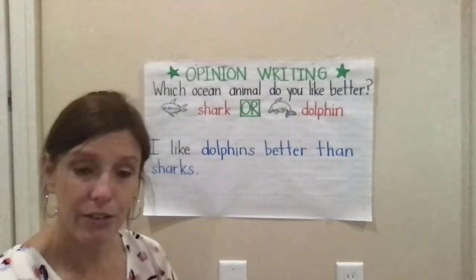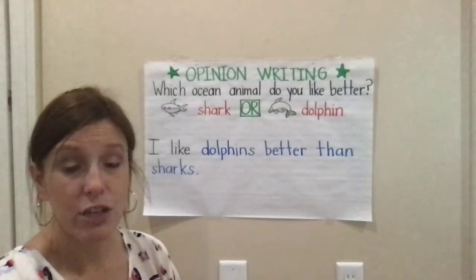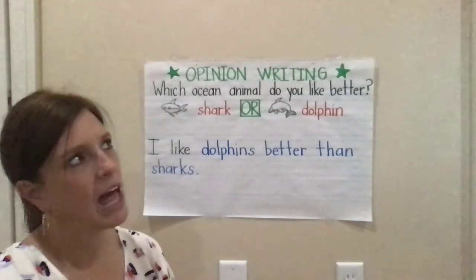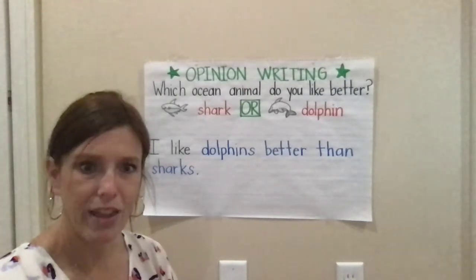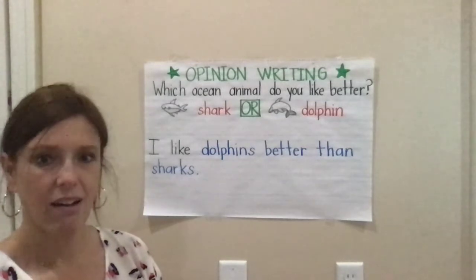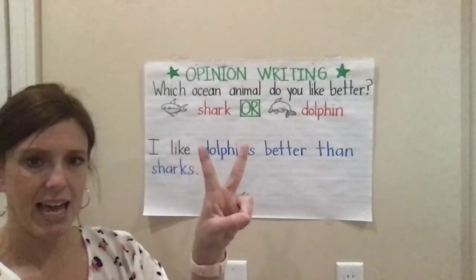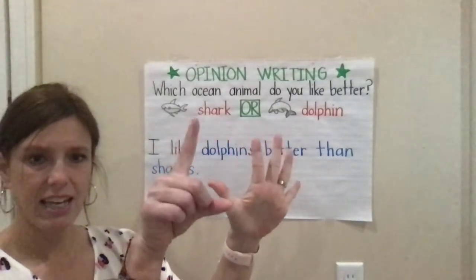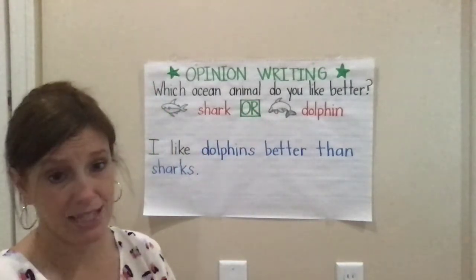So I'm going to write in my opinion piece that you can swim with dolphins in the ocean. So let's see if I can figure that out. I can swim with dolphins in the ocean. All right, that's a lot of words. Let's count those words. I can swim with dolphins in the ocean. I got 8, so we're going to write 8 words in this sentence.